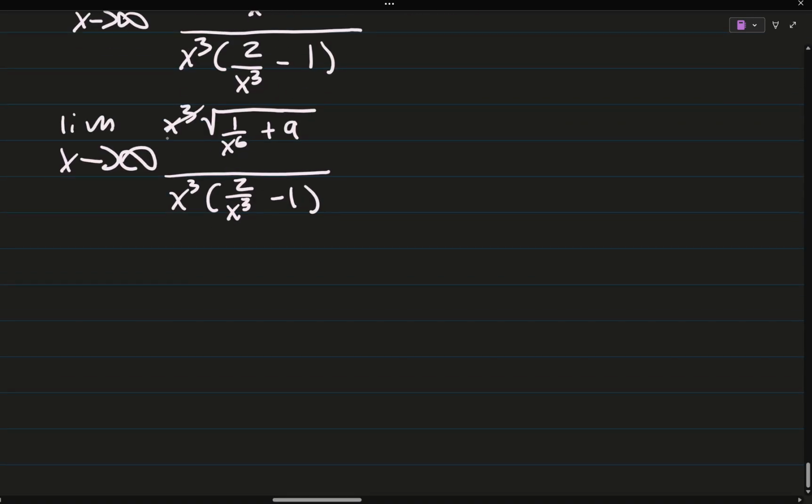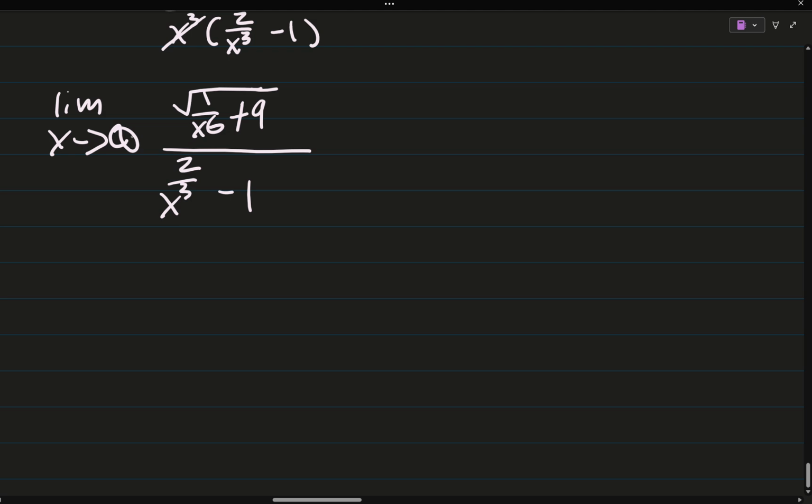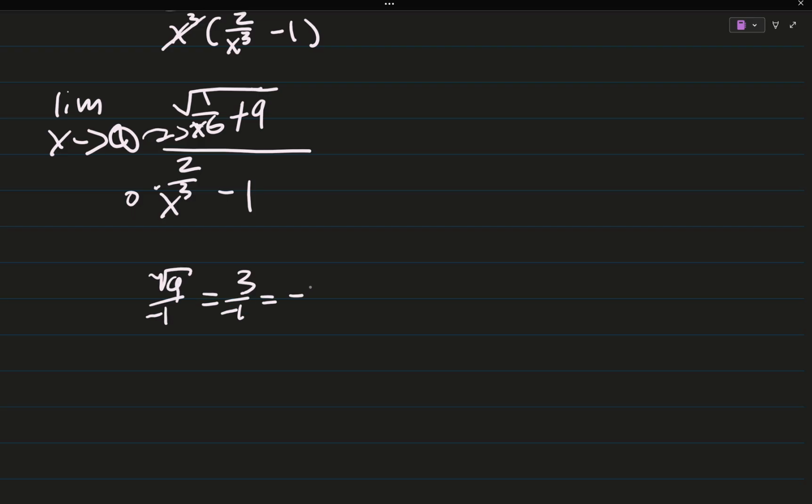Simplifying this out, we can see this will equal 1 at the limit as x approaches positive infinity, leaving us with 1 over x to the 6 plus 9 over 2 over x to the power of 3 minus 1. And as we take the limits, we'll see that this will become 0, and this will also become 0, leaving us with the square root of 9 over negative 1, which is 3 over negative 1, which is just negative 3.